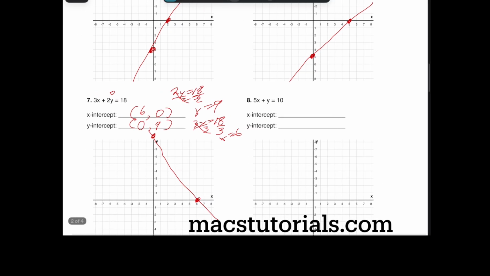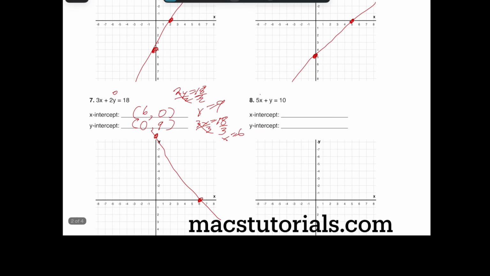And last one, if I plug in a 0 for x, it's just y equals 10, okay? So it's 0, 10. And if I plug in a 0 here, I just get 5x equals 10. And when I do all that, I just get x equals 2, okay? 2, comma, 0. And when I graph that, there's 0, 10. Let's just say it's way up there because I ran out of room. And 2, 0 right there. And there's my line, okay?